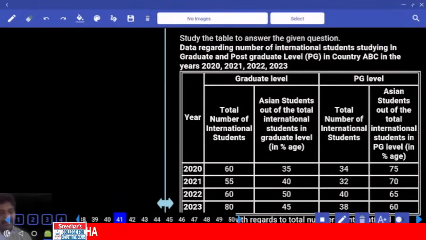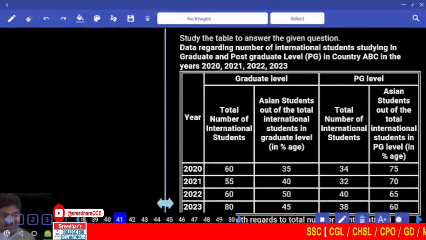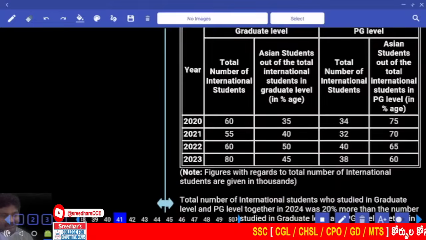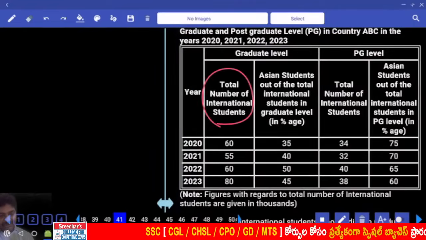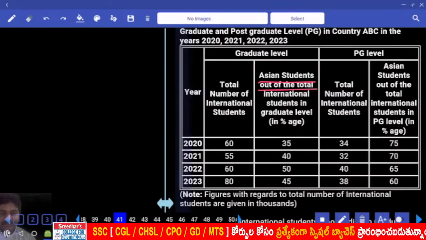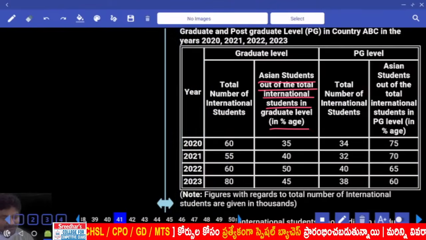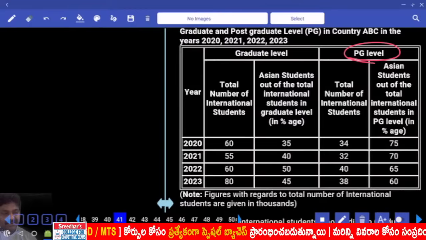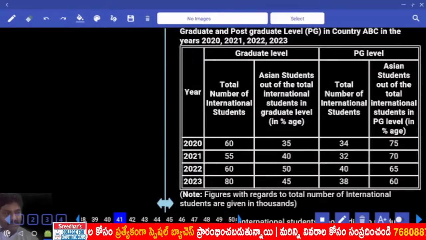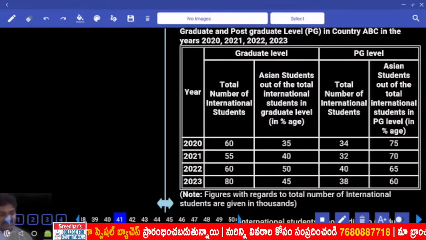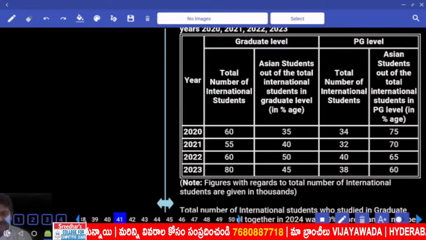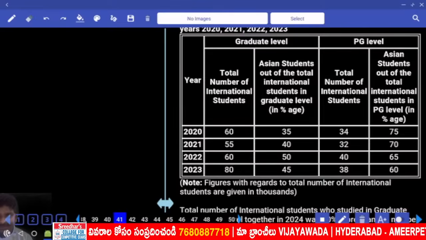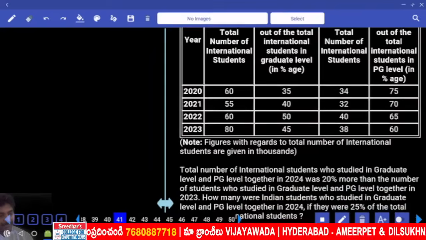Right. Data regarding the number of international students studying in graduate and postgraduate level in country ABC in the year 2022-2023. 4 years of data. First one is about graduate level, number of international students, Asian students out of total international students in terms of percentage. Next is PG level, total international students, Asian students in terms of percentage. So we have all international students and Asian students in 2 levels. One is undergraduate, graduate and then postgraduate.